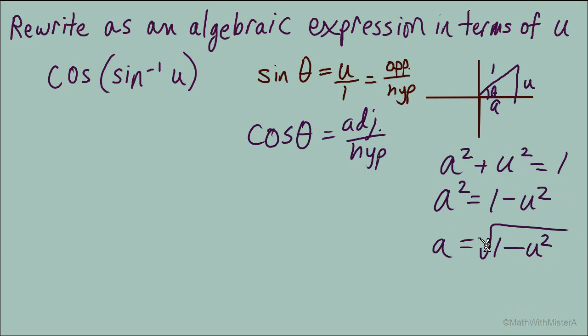And we're choosing the positive result because we've assumed that our angle is in quadrant 1, where the cosine value is positive. And now we have this expression for the adjacent side. We can write the ratio of our cosine function. The adjacent side over the hypotenuse side. Square root of 1 minus u squared over 1, and the fraction over 1 will leave that denominator out and go with the answer square root of 1 minus u squared.